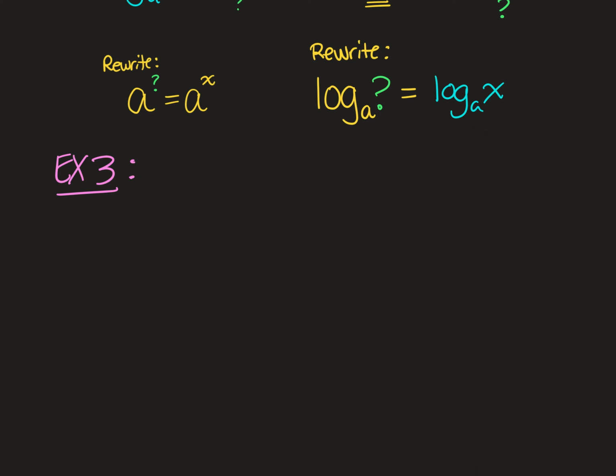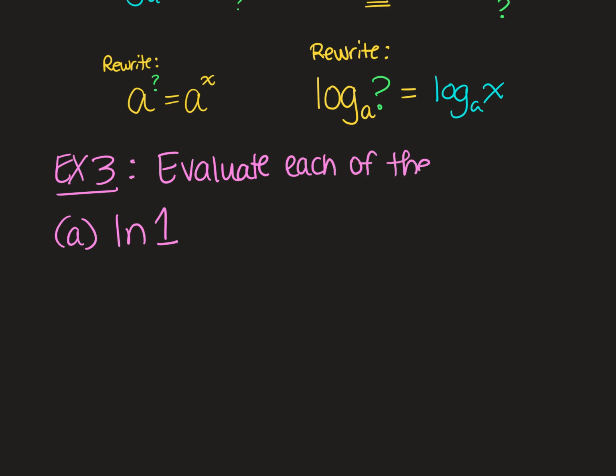Yeah. Okay. So let's say I gave you the natural log of 1. So let me give you some instructions here. We're going to evaluate each of the following. Now, I may throw in some that use properties. I may throw in some that you just need to think about rewriting. So essentially what I'm saying is this is going to be equal to something. What is that something?